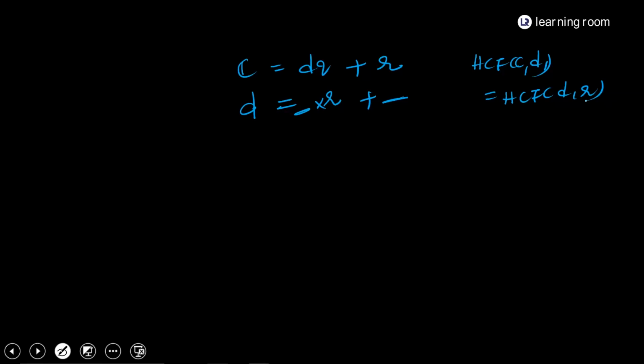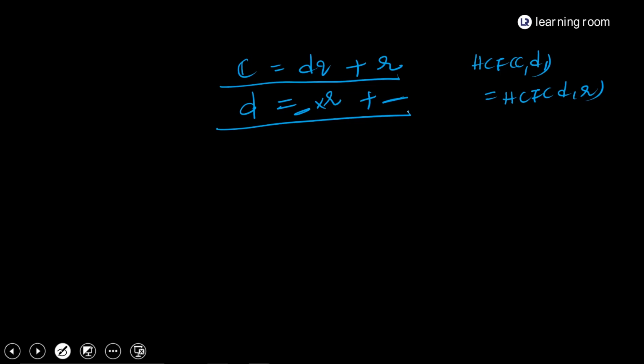But to find out that next step, we are saying we are doing HCF of D comma R. So if both are not equal, we can't do that. So in the first step, we want to find out HCF of C comma D. So in the second step, we are finding out HCF of D comma R. So both are different, no?